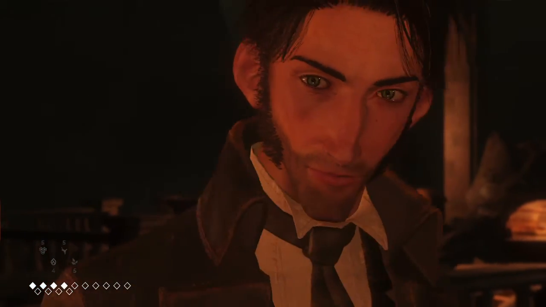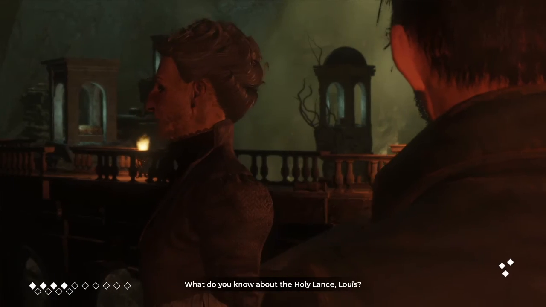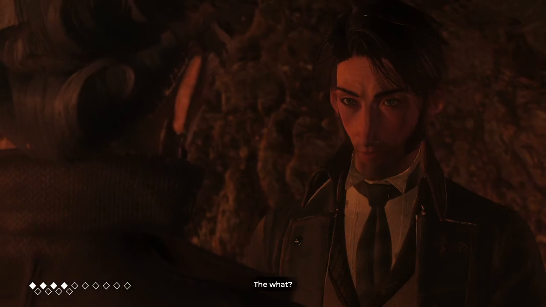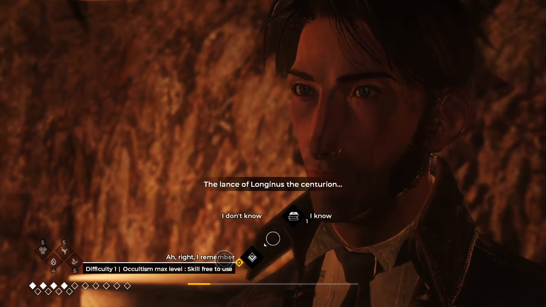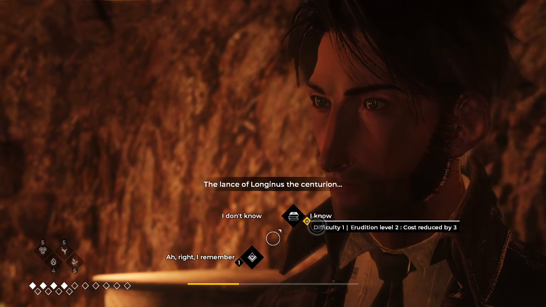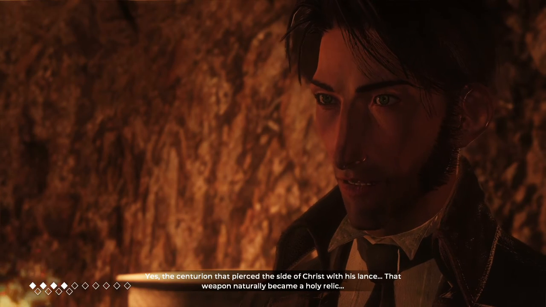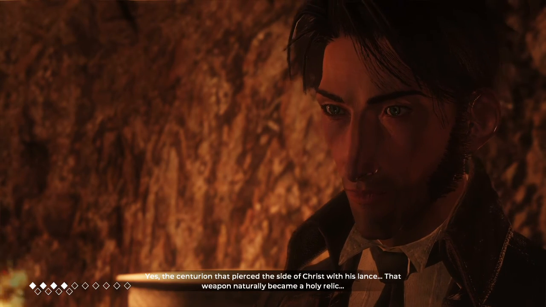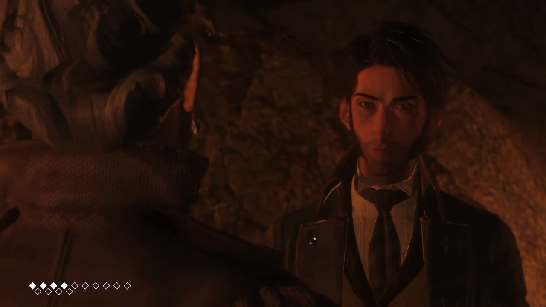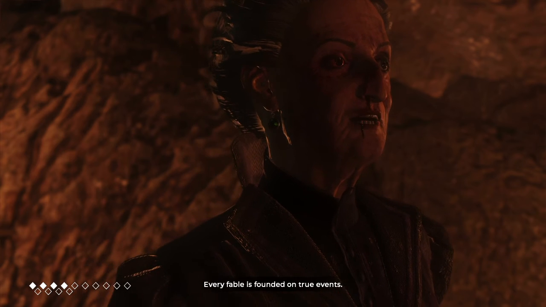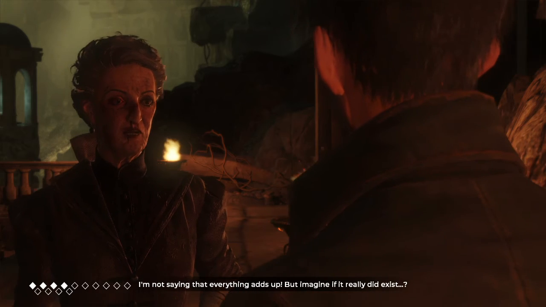Do you know what we're looking for? We have to find that weapon. What do you know about the Holy Lance, Louis? The what? The lance of Longinus the Centurion. Yes, the centurion that pierced the side of Christ with his lance. That weapon naturally became a holy relic. Exactly. Seriously? You don't really believe that fable, do you? Every fable is founded on true events. I'm not saying that everything adds up, but imagine if it really did exist.